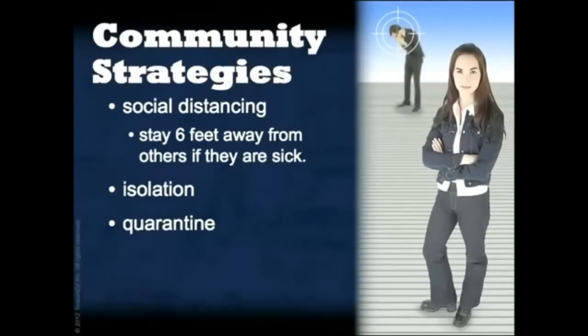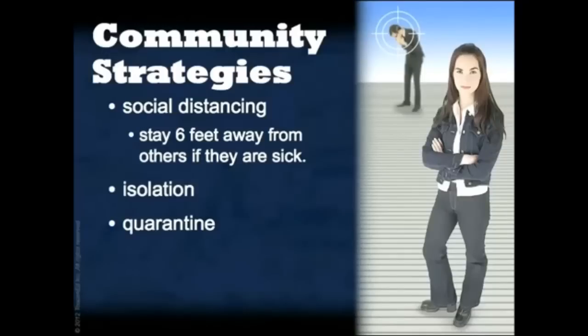Community strategies. Social distancing helps prevent the spread of disease by limiting direct contact between people in work, community, and school settings. Social distancing can be as simple as staying at least 6 feet away from others when being out in the public. It can mean working from home instead of going into the office.